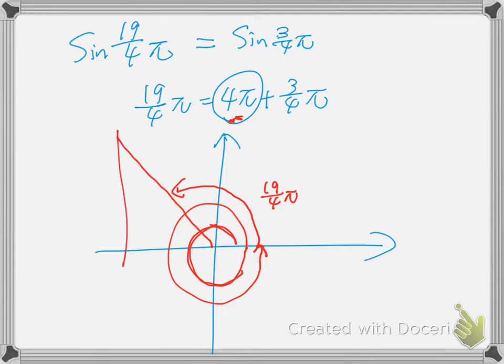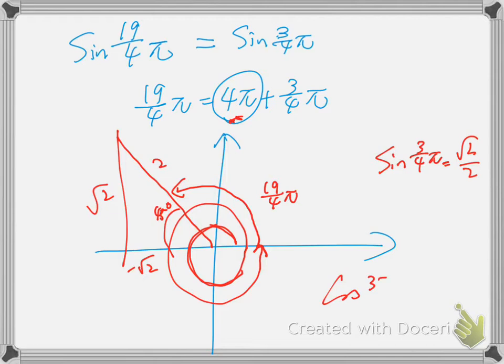The reference angle will be pi over 4, so it's 45. So now we know this is negative radical 2, this is radical 2, this is 2. Sine of 3 over 4 pi is y over r, so radical 2 over 2. Cosine of 3 pi over 4 is negative radical 2 over 2.